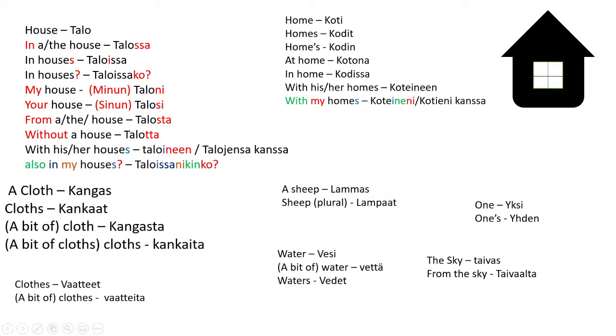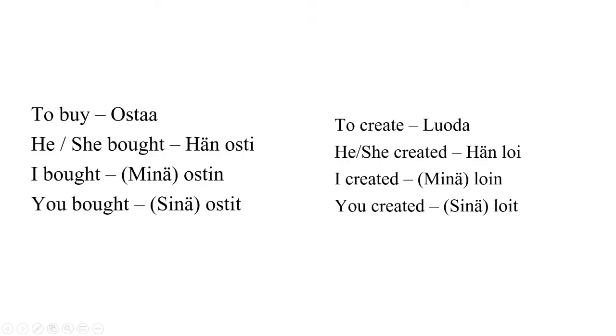Water, vesi, a little bit of water, vettä. The S turns into a T, and waters, as in plural, vedet. The S turns into a D, and the I turns into an E. The sky, taivas. From the sky, taivaalta. Another example. And then, you also have the word for one, yksi, and one's, as in the possessive, yhden. Another mutation right there.